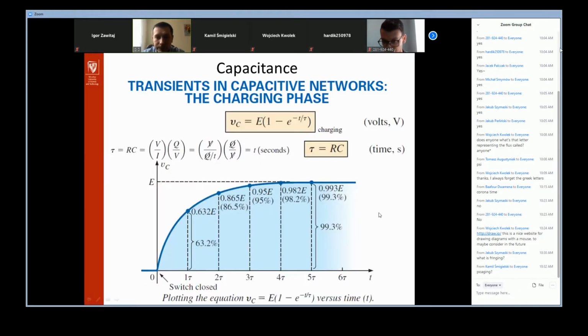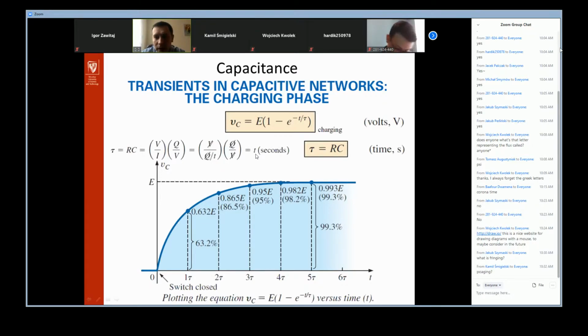Okay, great. So this is the expression for VC, which looks like that. 1 tau is the place where this function reaches around 2/3 of the maximum value, so it is around 63.2% of the maximum one. This is the 1 tau, which means it is the time constant. The time constant is equal to R multiplied by C. And as you see, if we consider the units here, in fact we get seconds as the unit of tau.